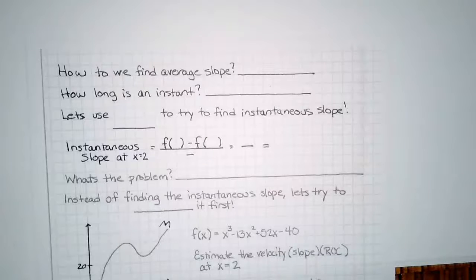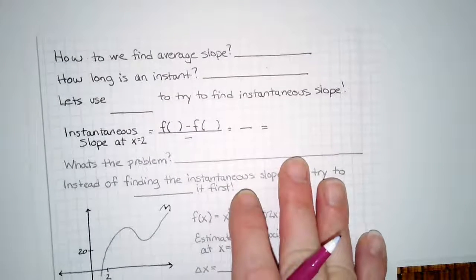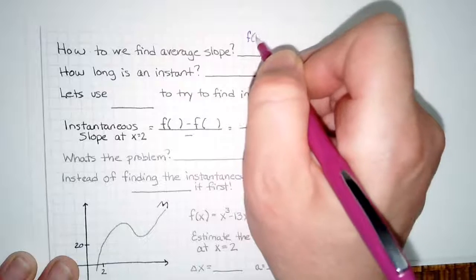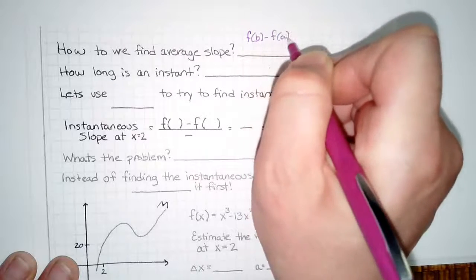Okay, so we looked at graphically how to find the instantaneous slope. Just draw the tangent line and see if you can get it right. But now we're going to look to find the instantaneous slope algebraically. So how do we find average slope? Average slope is f(b) minus f(a) over b minus a. So we use just 2 points.